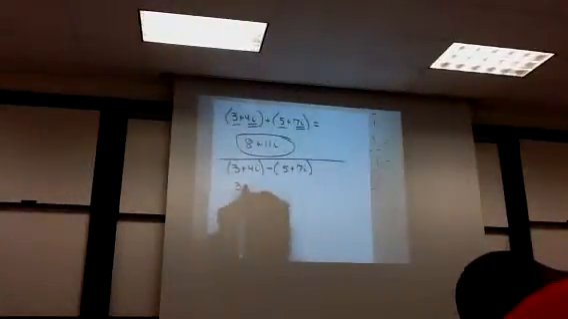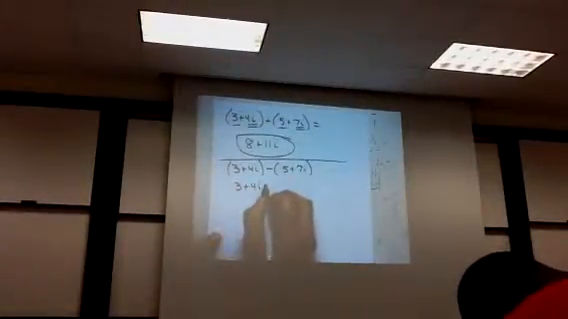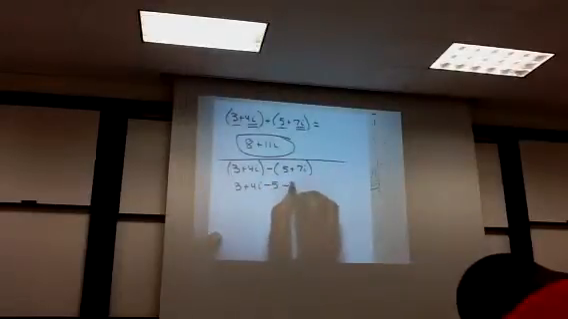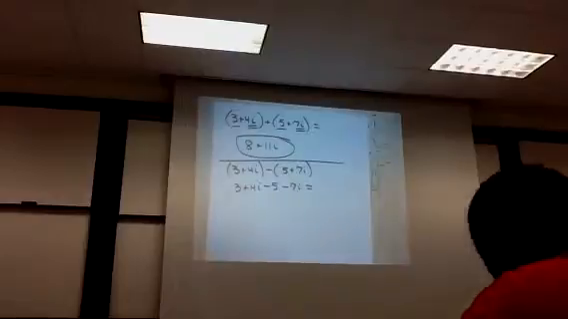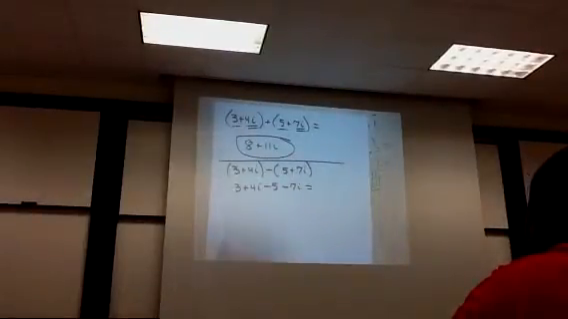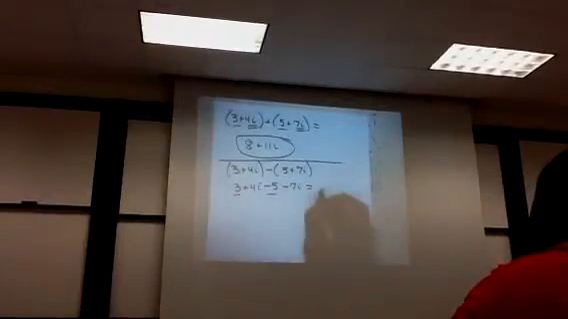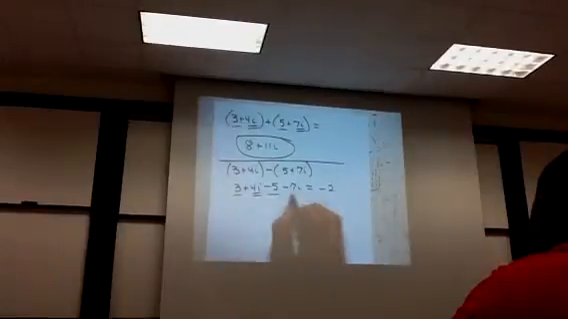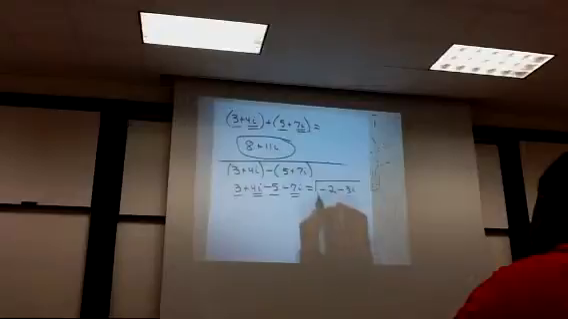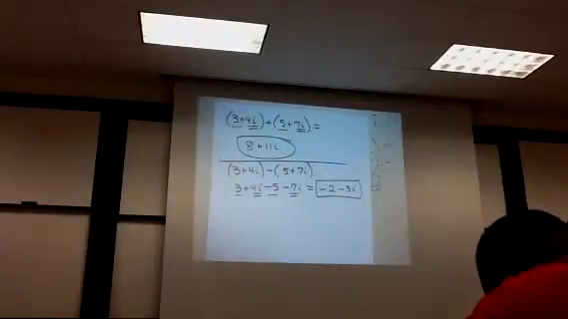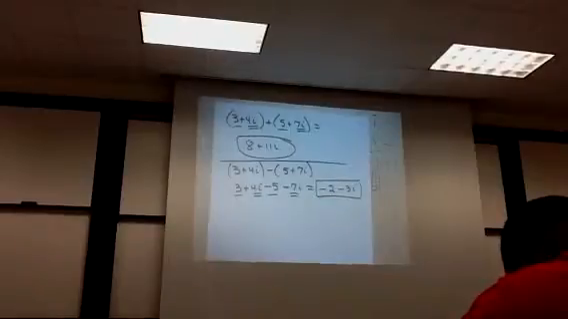So I got 3 plus 4i minus 5 minus 7. And I'm back on familiar turf. Combine like terms. 3 minus 5, negative 2. 4i minus 7i. Is that okay? You gotta admit that's not too challenging.